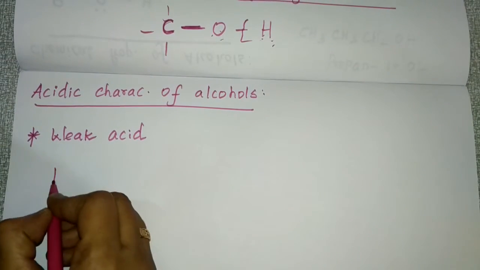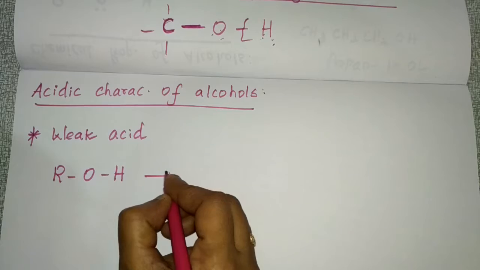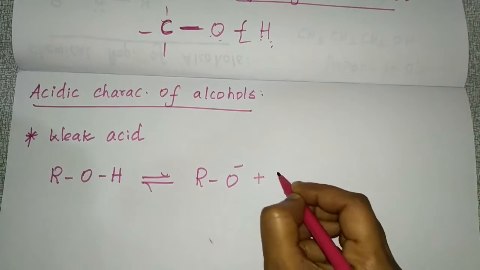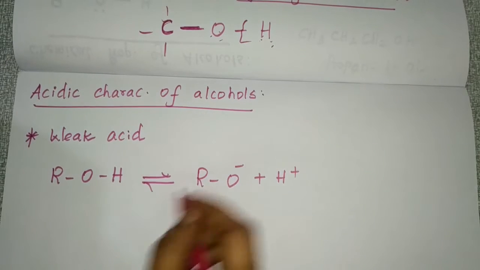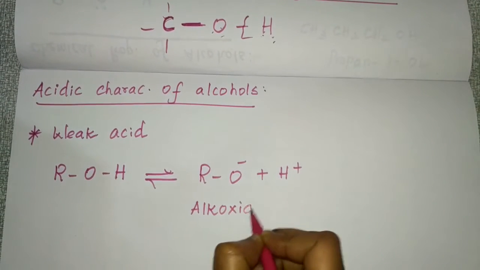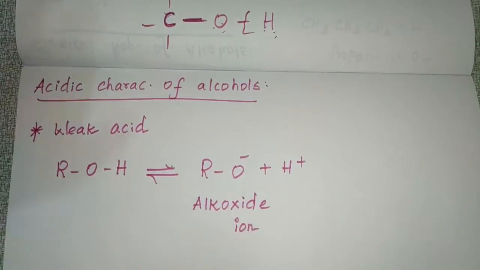If I write the general formula for this, ROH gives RO minus and H plus. Here the formed product is the alkoxide ion. So this is the formed product.